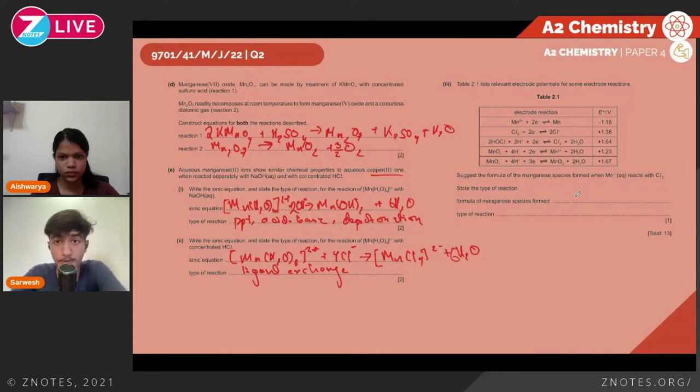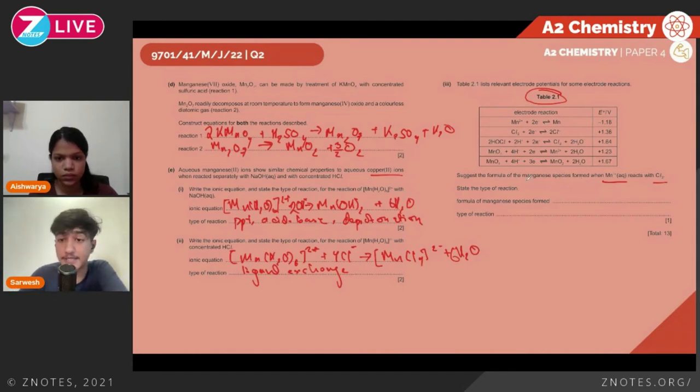Table 2.1 lists relevant electrode potentials for some electrode reactions. Suggest the formula of the manganese species formed when Mn2+ reacts with Cl2. So we are given some electrode potentials over here in table 2.1, and we are just told to suggest the formula of the manganese species.